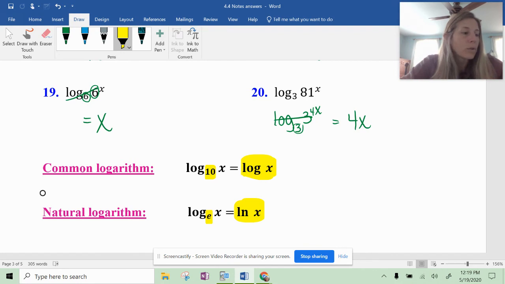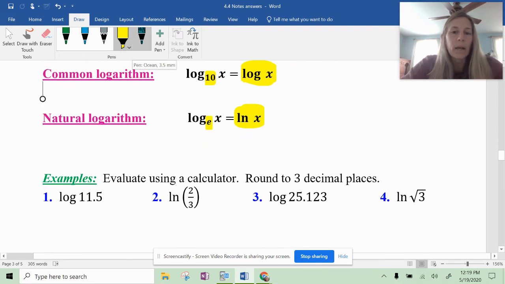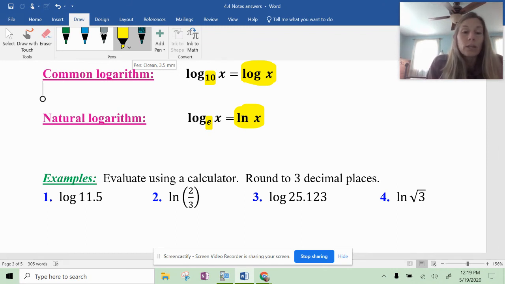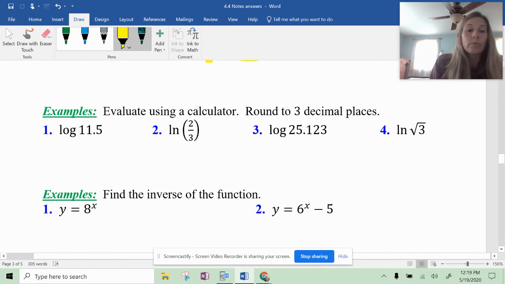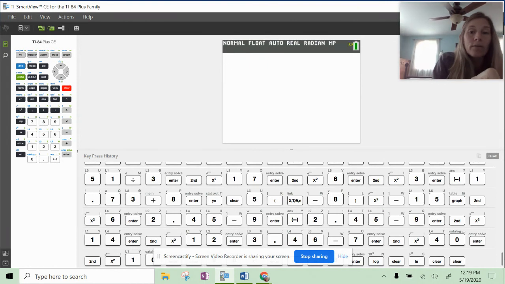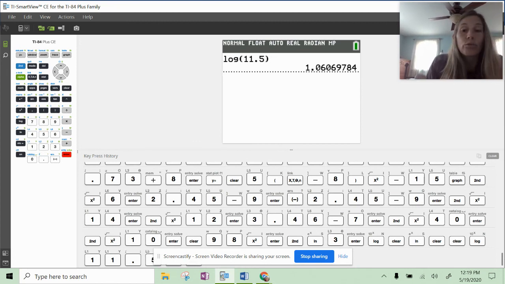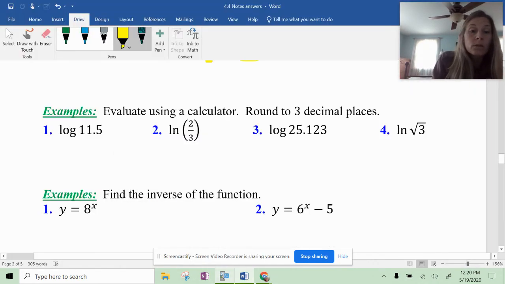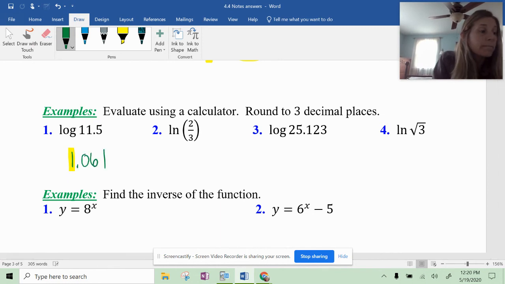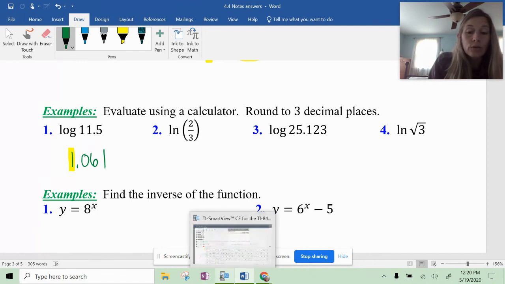All right, the last thing we'll do is use the calculator, and then I'm going to stop and we'll pick this up the next day. So evaluating using a calculator, we're going to round to 3 places. If I'm going to put in log 11.5, it doesn't have a base there, which means that it's technically log base 10. So I'm just going to put my 11.5 in the parentheses. I want to carry out to 3 decimal places, so that would be 1.061.